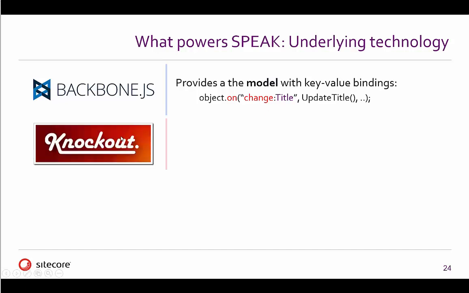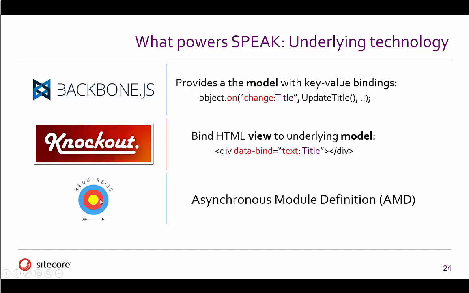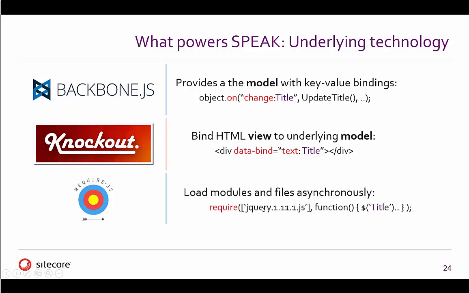We had Knockout to allow us to do this model view view model concept, where we would bind various fields. So in this case, an element will bind the value of this element to equal whatever's in the title field. Finally, we have Require.js. Now, Require is AMD or asynchronous module definition, which allows us to dynamically insert or load JavaScript files and other modules into the code on the application load and various control loads.